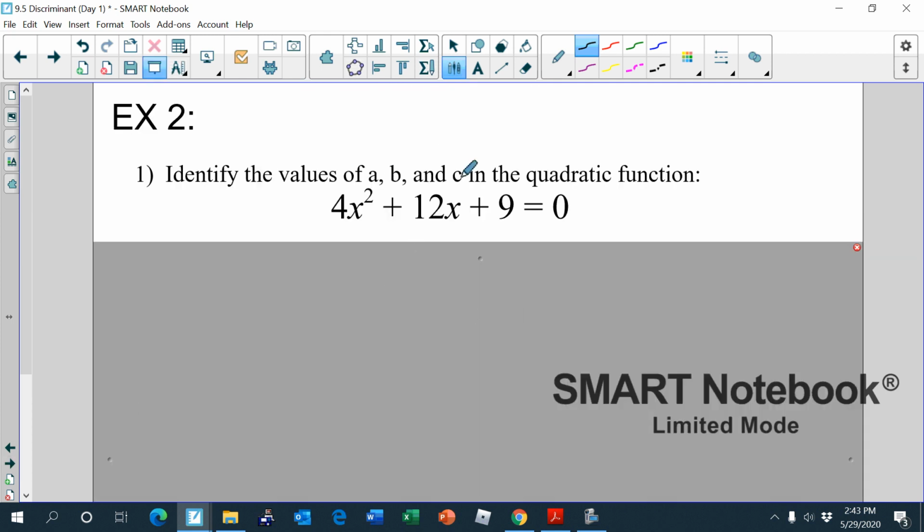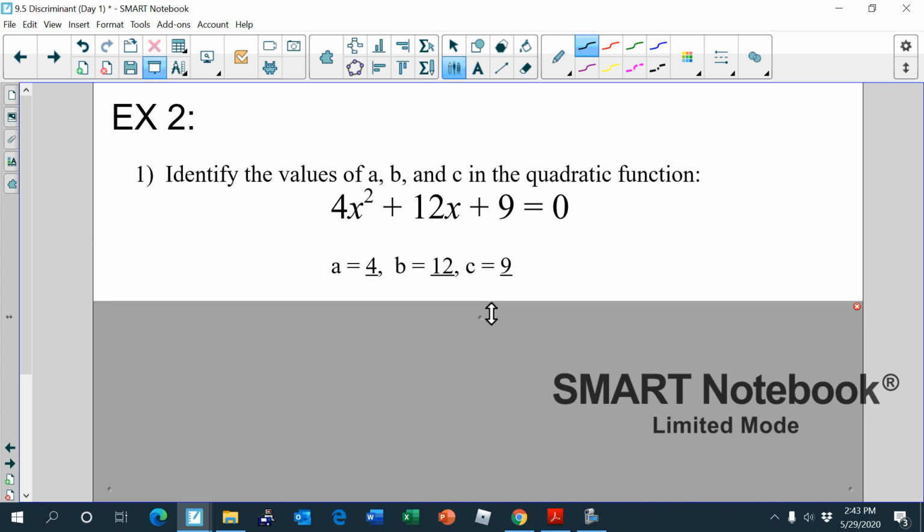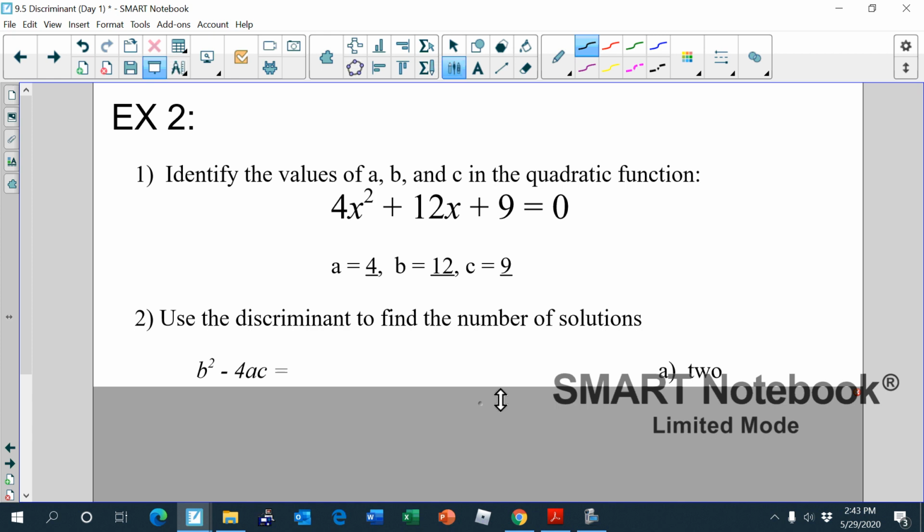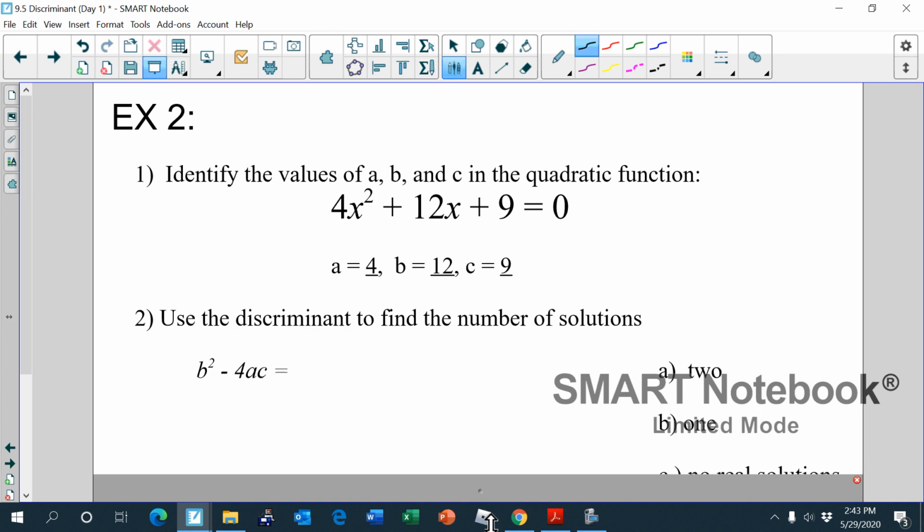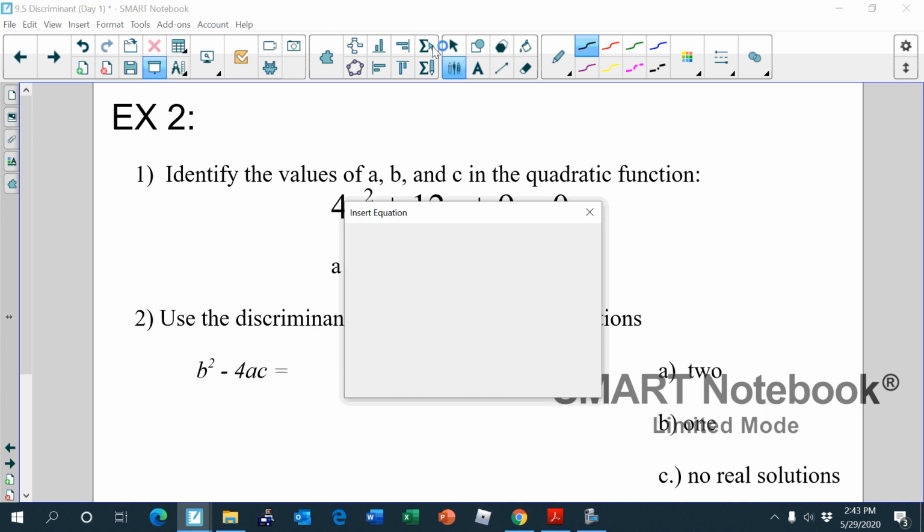Same thing. Let's identify the values of a, b, and c. They're 4, 12, and 9. Let's plug in what we know. Again, we're plugging in b squared minus 4ac. So we know we're plugging in 12 squared. Oh, let me make my equation again. Hold on.